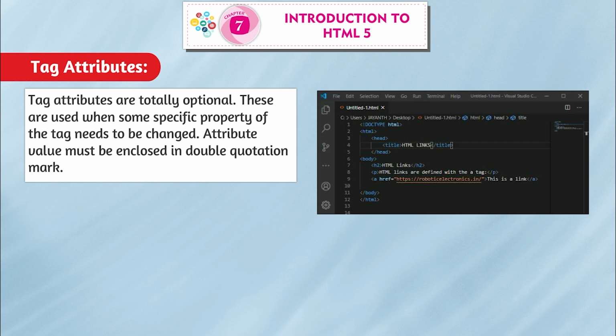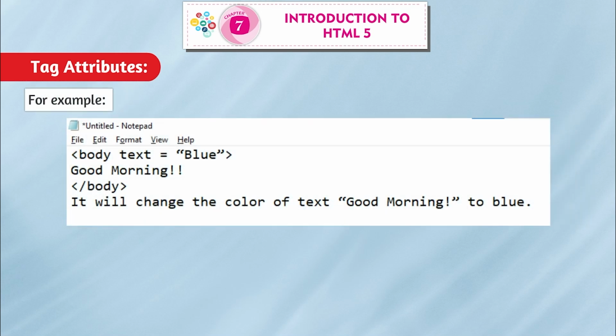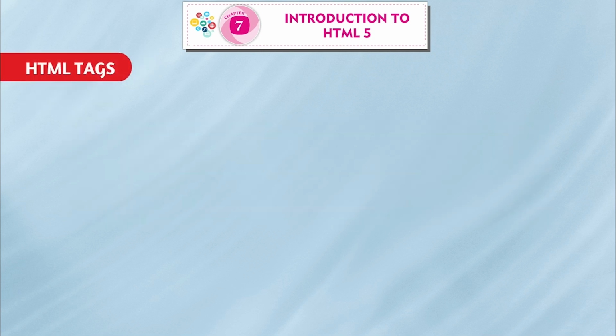These are used when some specific property of the tag needs to be changed. Attribute value must be enclosed in double quotation mark. Syntax. For example, it will change the color of text "Good morning" to blue.